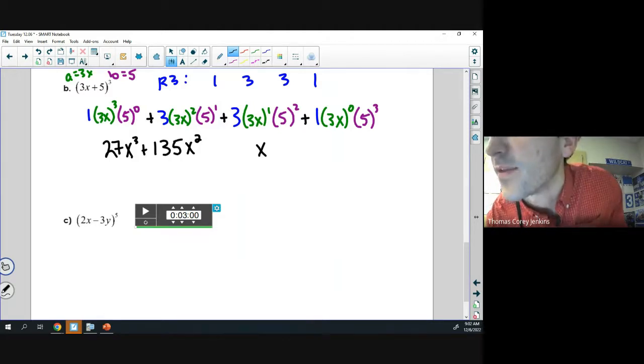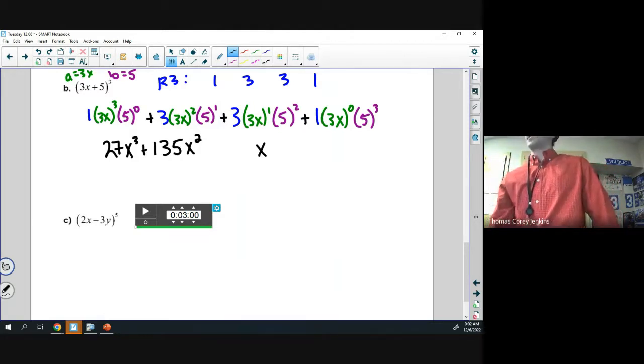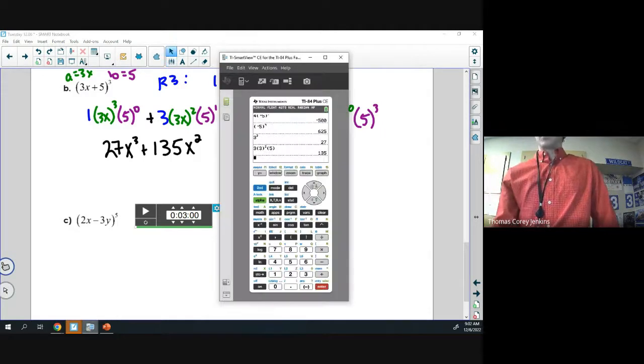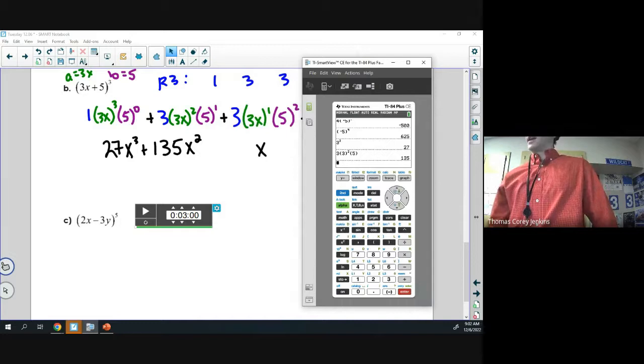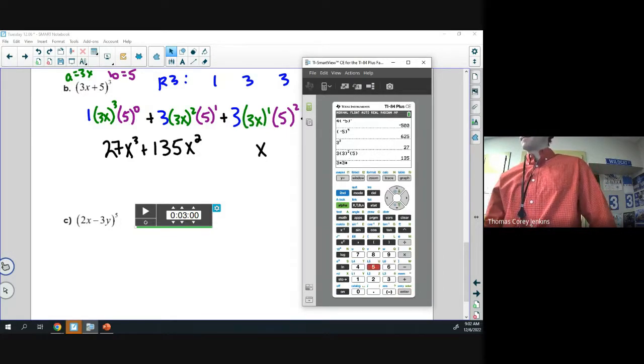You really don't need the parentheses here because we don't have that negative to worry about. So you could type these in a little quicker as well. So my next coefficient is 3 times 5 squared. So 225.